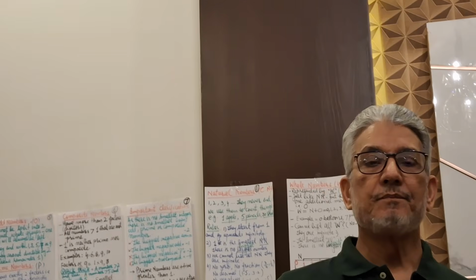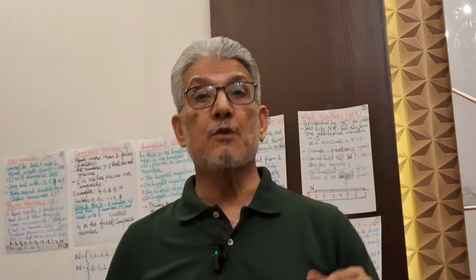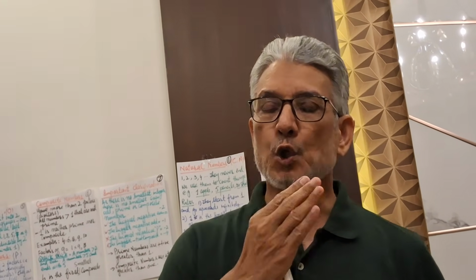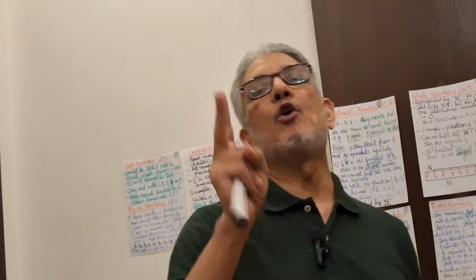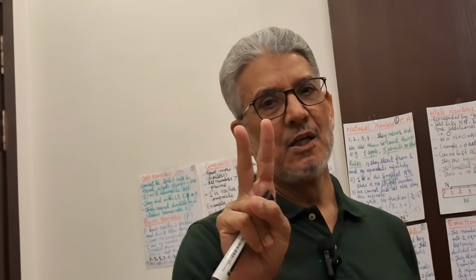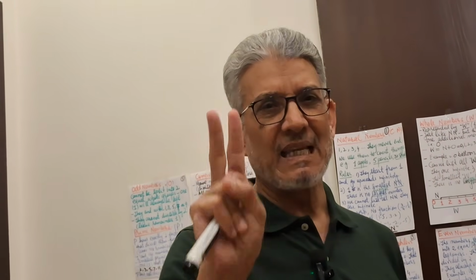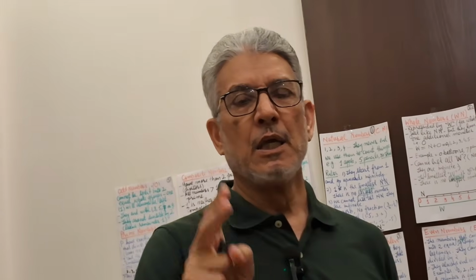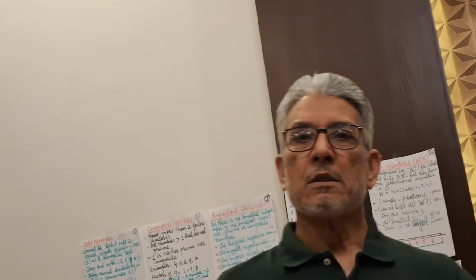Okay, and then 23 is also a prime number. Then 25 is not, 27 is not, 29 is a prime number. So the prime numbers are those numbers which have only 2 factors, only 2 divisors, exactly 2 divisors, no less than 2, no more than 2. They are prime numbers. Now, what about 1?